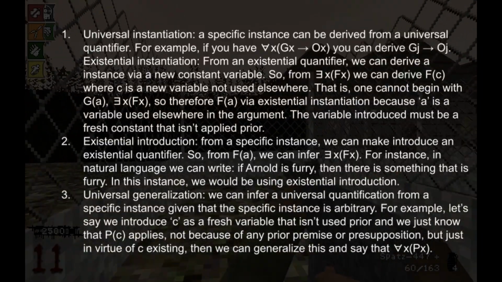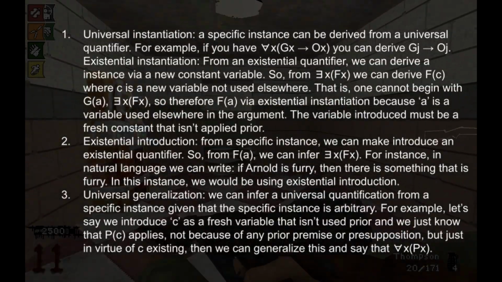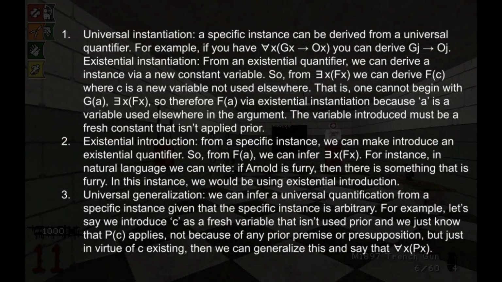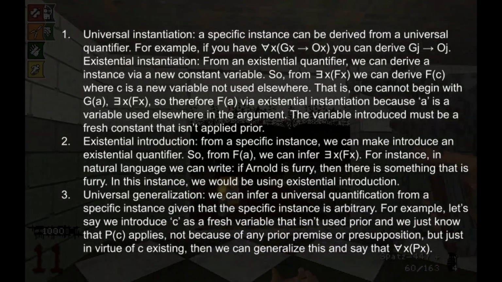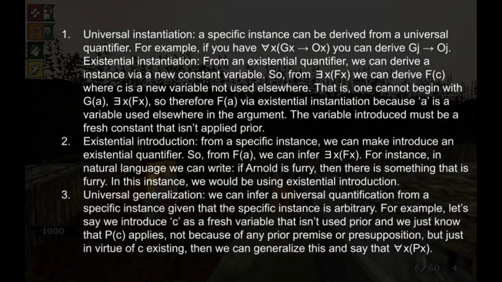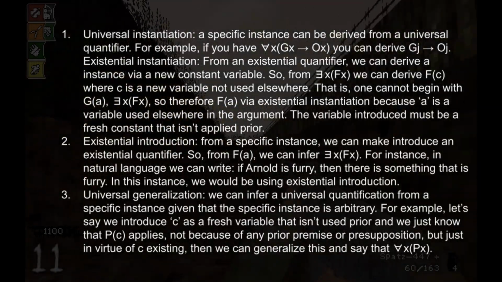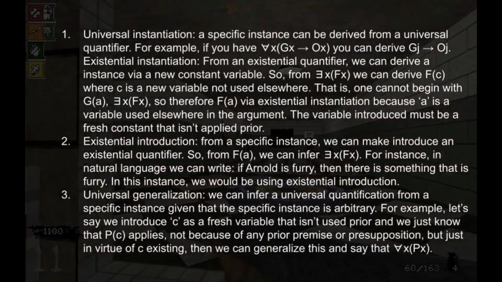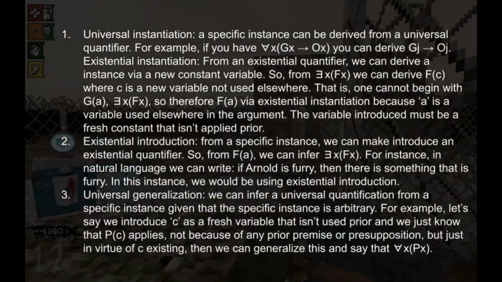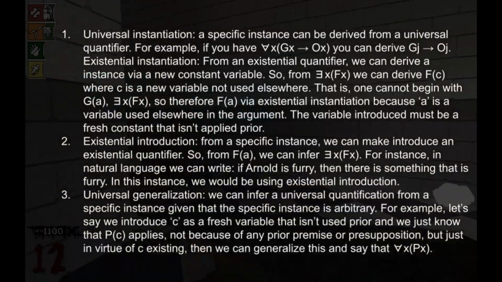Third, we have universal generalization. That just means that we can infer a universal quantification from a specific instance, given, and this is important, that the specific instance is arbitrary. For example, let's say that we introduce c as a fresh variable that isn't used prior. And this is important. It has to be a fresh variable that isn't used prior. And we just know that P is true of c, not because of any prior premise or presupposition, but just in virtue of c existing. Then we can generalize this and say for all x, P is true of x, or x is P.